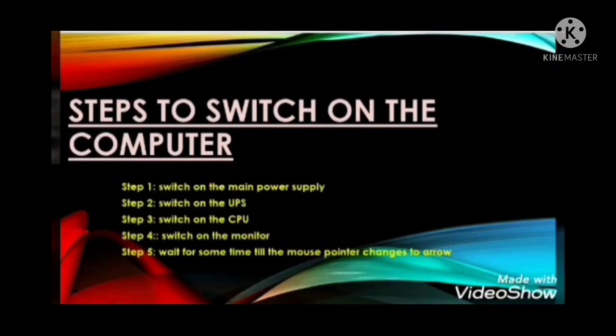Now I have provided you with the steps, that is, the basic steps in order to switch on the computer. These are the basic steps. Step 1, switch on the main power supply. Step 2, switch on the UPS. Step 3, switch on the CPU. Step 4, switch on the monitor. And step 5, wait for some time till the mouse pointer changes to an arrow.